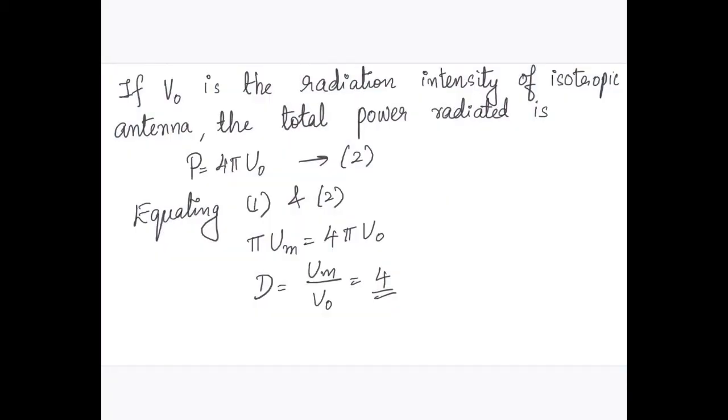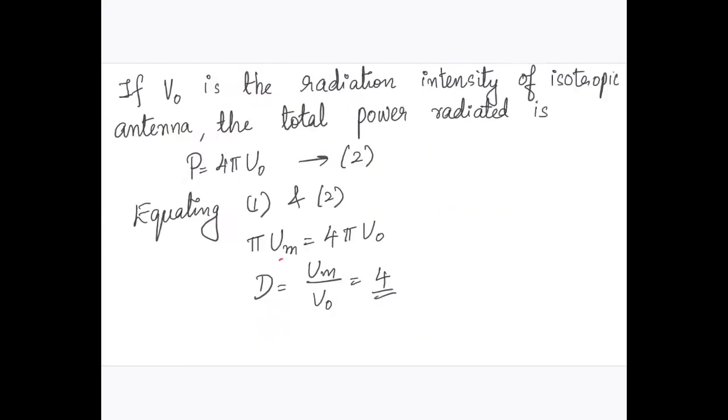Now the isotropic source power is given by 4 pi U naught. Equating both the powers, which is the general method of solving any problem, we can write pi UM equal to 4 pi U naught. Directivity is defined as the maximum radiation intensity divided by the average intensity. So if we take the ratio of UM by U naught, that will be equal to 4. So this is the directivity.